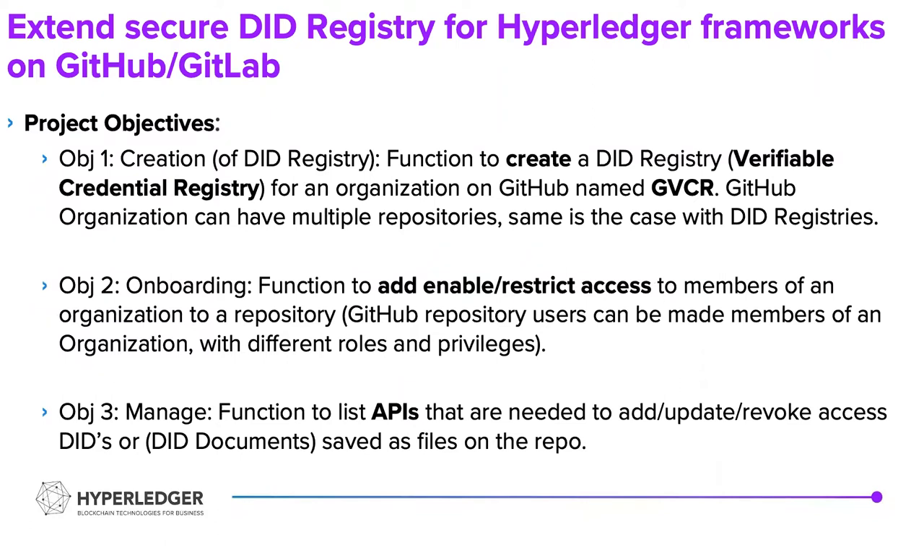We have three main objectives in this project. First of all would be the user script to create the DID registry. Our system, DRNet, has functions to create a DID registry for a specific organization on GitHub. We named this DID registry GVCR. And a GitHub organization can have multiple repositories, the same as is the case with DID registries.